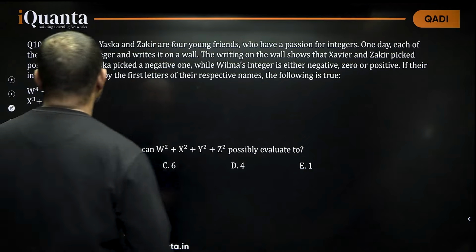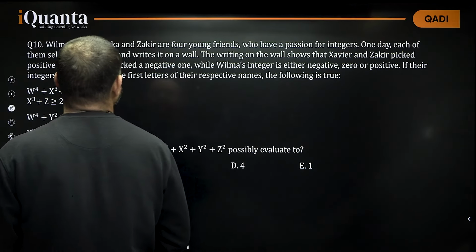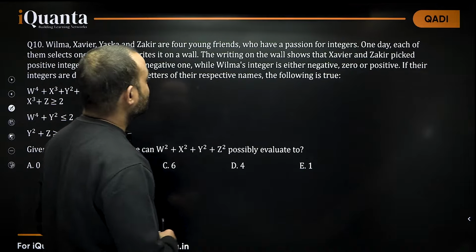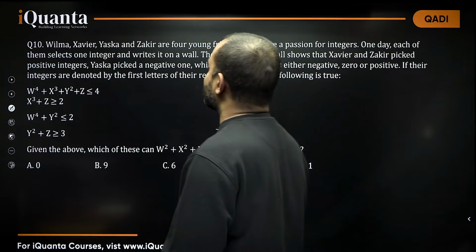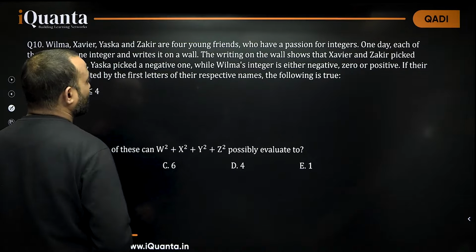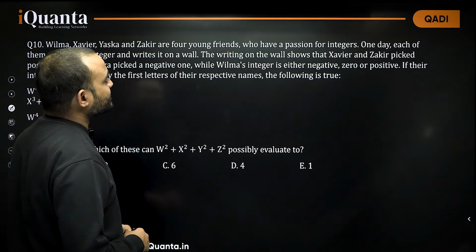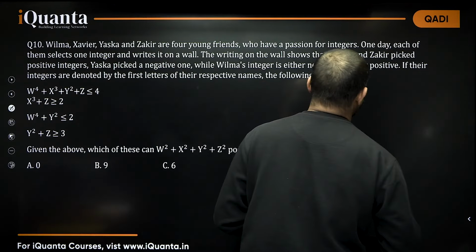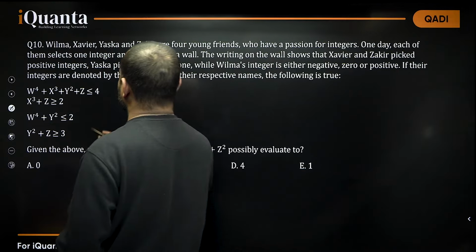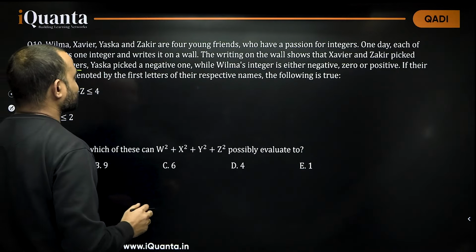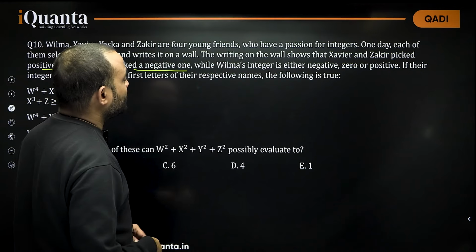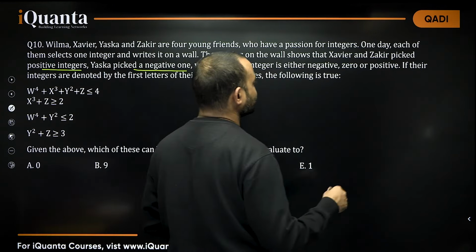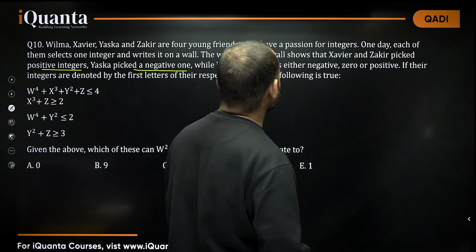Thank you. Wilma, Xavier, Yaska and Zakir are 4 young friends who have a passion for integers. One day, each of them selects one integer and writes it on a wall. The writing on the wall shows that Xavier and Zakir picked positive integers. Yaska picked a negative integer, while Wilma's integer is either negative, 0 or positive. We cannot say anything about that.